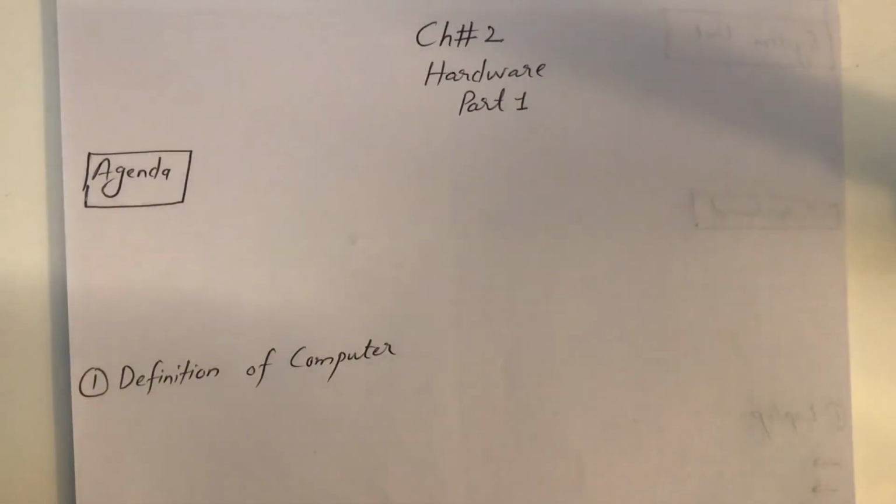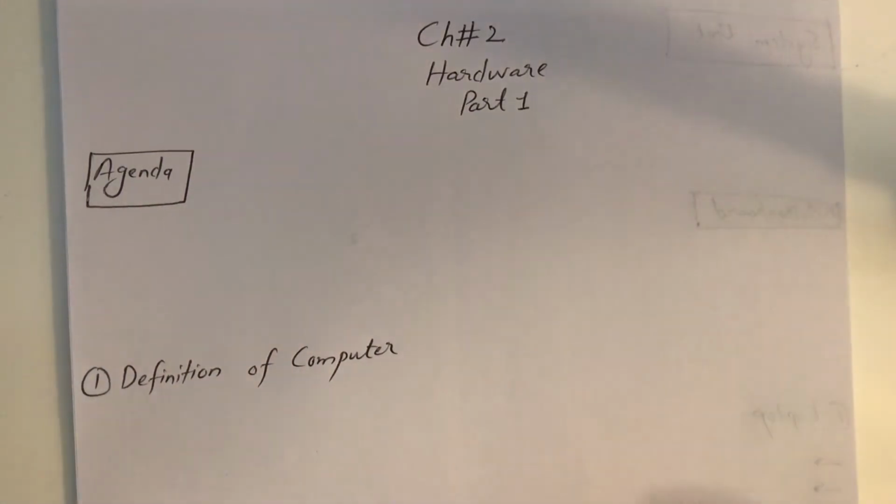Okay guys, so let's start chapter number 2 from Connect. This chapter is about computer hardware, specifically about types of computer architecture and all that stuff. So today we just have one agenda item.